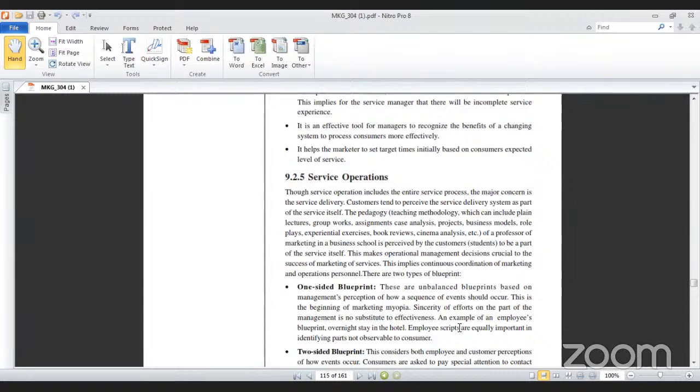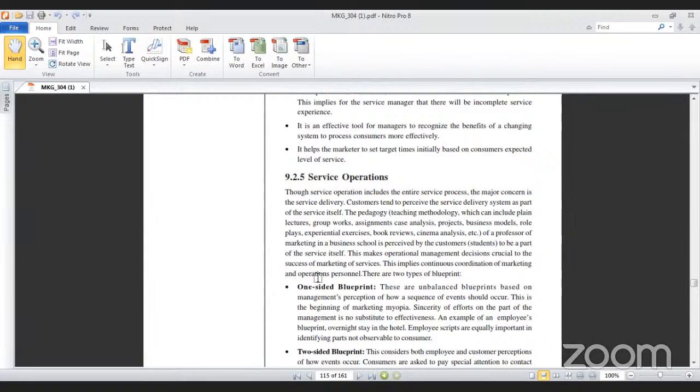The pedagogy teaching methodology can include plain lectures, group work, assignments, case analysis, project work, role plays, experiential exercises, book reviews, cinema analysis, etc.